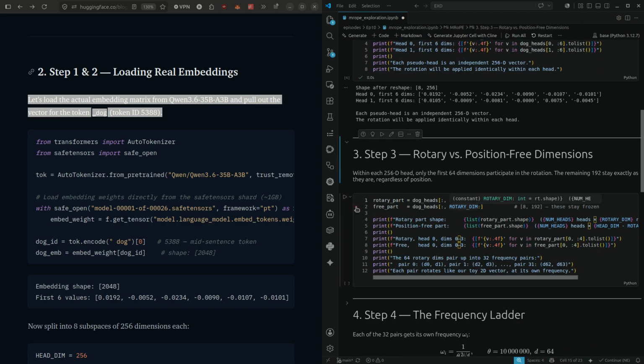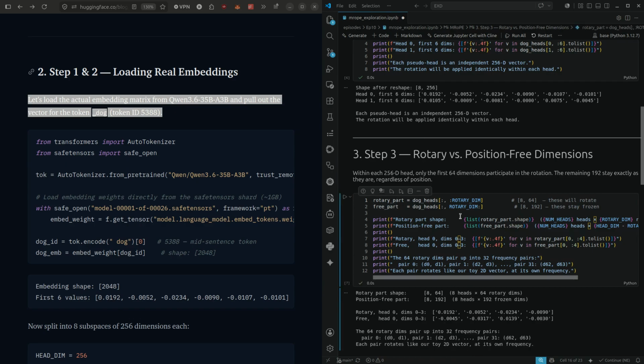So this is how we do it. We're splitting the rotary part, which is the first 64 dimensions. If you remember your pandas notations, or your vector notations, I should say, numpy vector notations. This is all the rows, but up to rotary dim, which was 64, right? Dimensions. And the free part is all of the rows from 64 onwards. Cool? They stay frozen. So the free part doesn't get rotated.